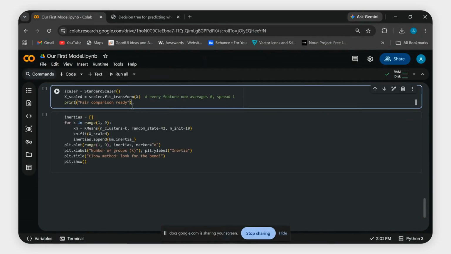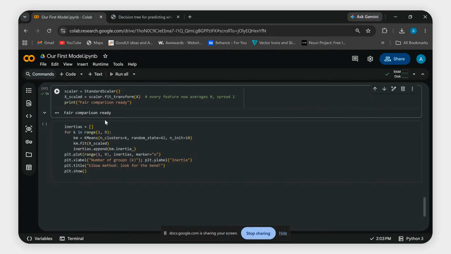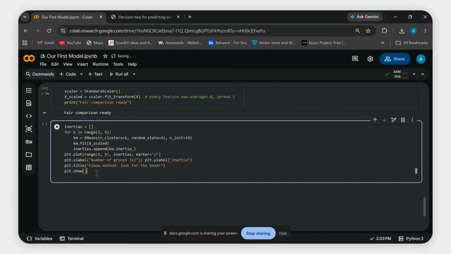But we run cell 3 first. Okay, so we can see that the standard scaler transforms all our measurements. So each one has an average of 0 and a spread of 1. It means that they will now be on the same scale. After this, the bill length and body mass are on exactly equal footing. They are now all balanced. No single measurement can dominate based on its units. So let's run cell 3, fair comparison ready, and then cell 4.